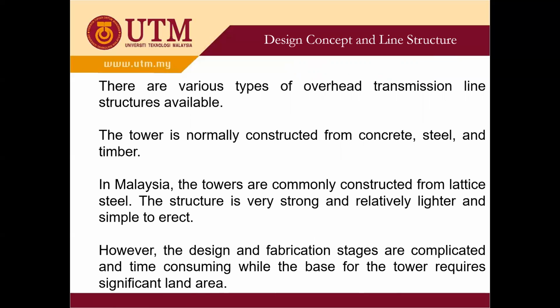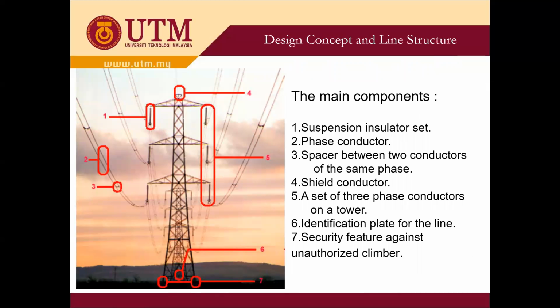There are various types of overhead transmission line structures available. The tower is normally constructed from concrete, steel, and timber. In Malaysia, the towers are commonly constructed from lattice steel. The structure is very strong, relatively light, and simple to erect. However, the design and fabrication stages are complicated and time-consuming, while the base of the tower requires significant land area. So this is the typical structure of a Malaysian power transmission tower.